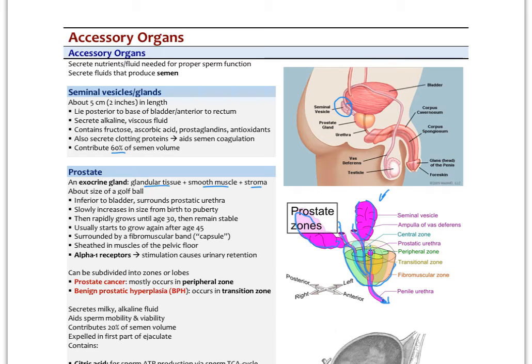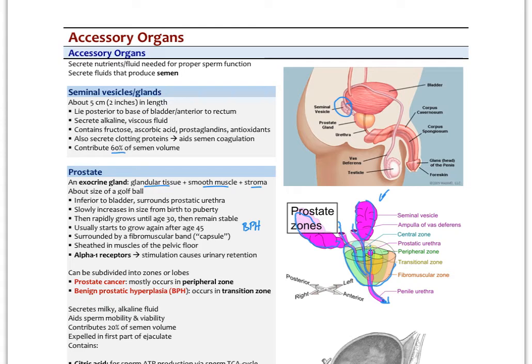It's about the size of a golf ball. It's inferior to the bladder, and it surrounds, again, the prostatic urethra. It slowly increases in size from birth to puberty, and then it rapidly grows again until about the age of 30, remains stable, but in many men it begins to grow again after the age of 45, and that leads to hyperplasia. Remember, hyperplasia is an increase in the number of cells in a tissue, and that leads to a condition called BPH, benign prostatic hyperplasia.